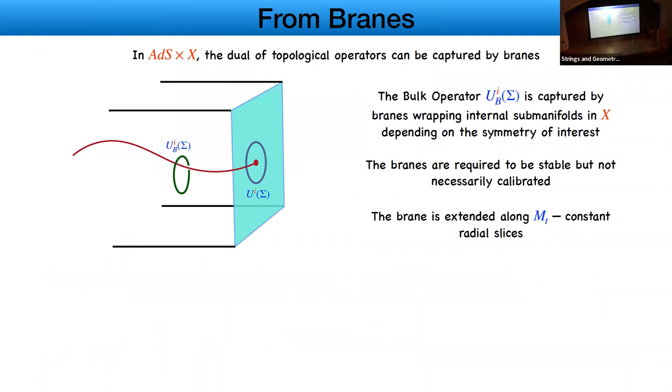So this was a picture from a bottom-up AdS. Then the question you can ask next is, if we put this whole thing in string theory, what is this operator? The bulk operator that appears here we can construct by taking some D-brane states that wrap some submanifold inside X. The requirement is that these branes have to be stable, not necessarily calibrated. Stability and calibration are different. They need to be at least stable so we can talk about them and push them around. So this shouldn't be a statement of supersymmetry or any sort of additional structure. It should just be there.